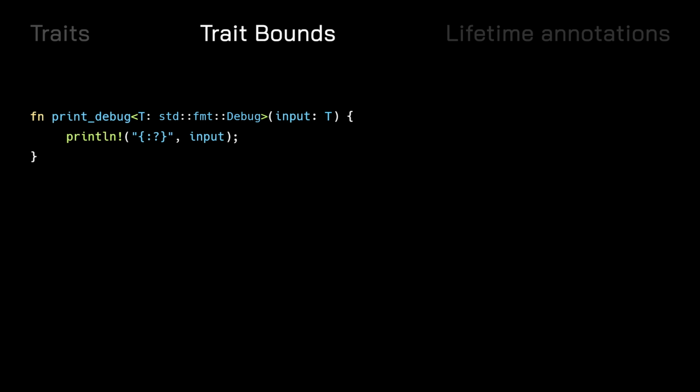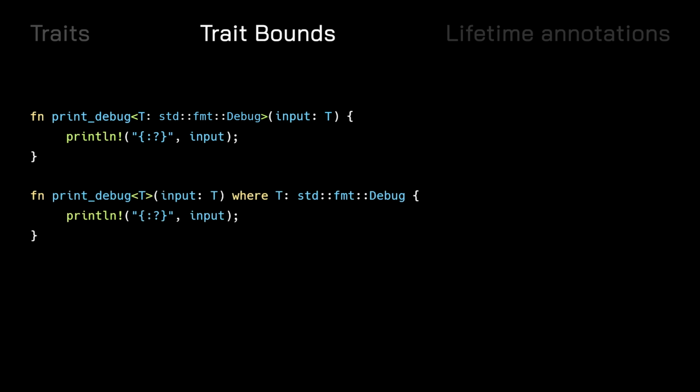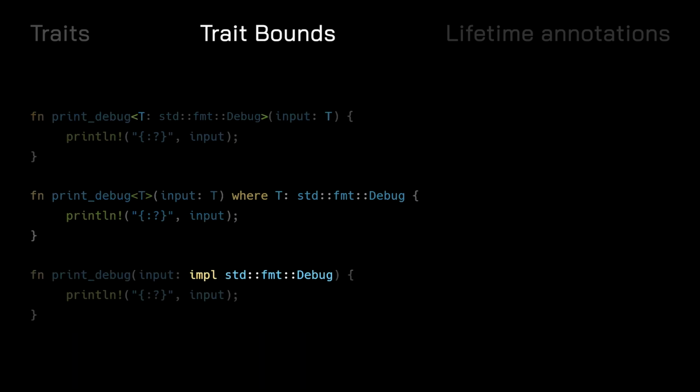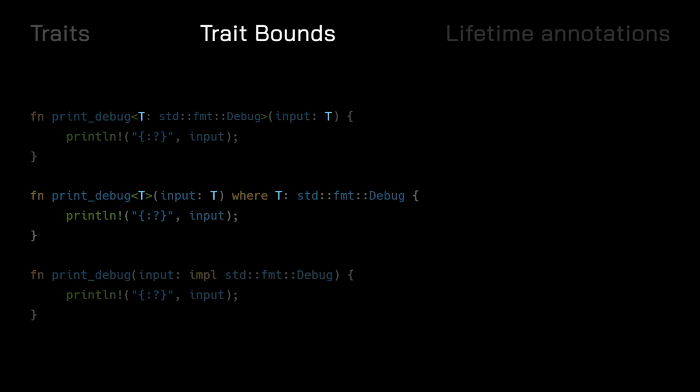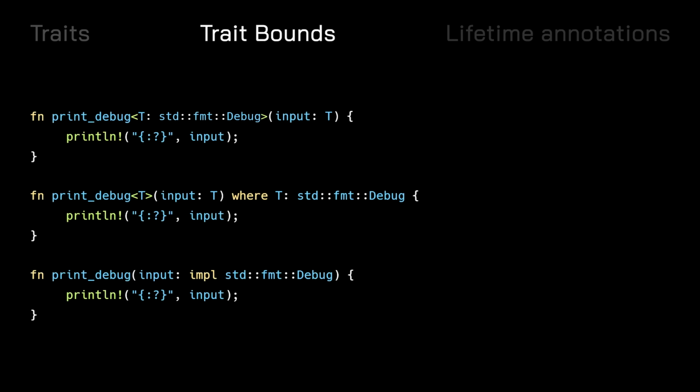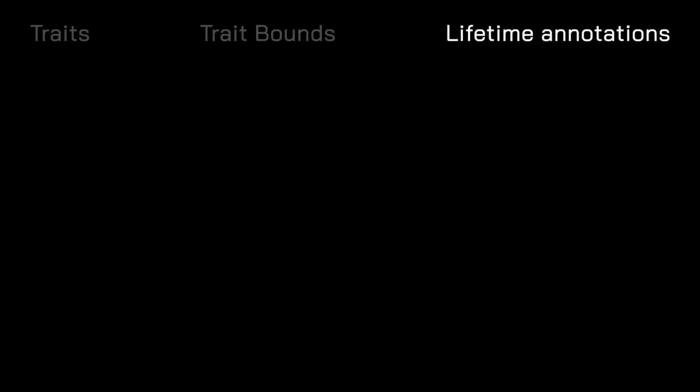It's important to know that we can also specify trait bounds using the where clause or the impl syntax, which we'll see later in the higher rank trait bounds example. Higher rank trait bounds make use of two distinct types of generics in Rust. So far, we've seen type generics, which allow us to abstract over concrete types. But Rust also offers another type of generic, lifetime annotations.